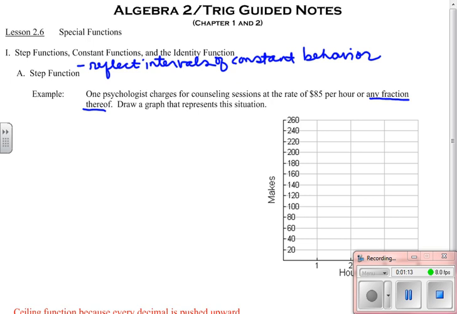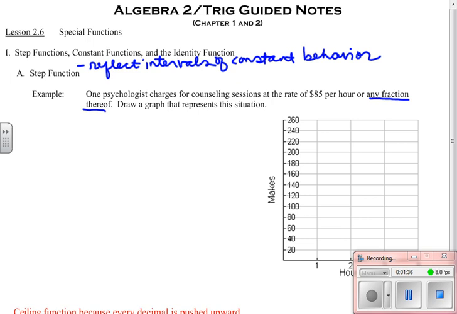Postal rates are this way. You pay for 1 ounce of mail is 44 cents. 1.1 ounces, you have to add 20 cents. 64 cents. 1.9 ounces, still 64 cents. As soon as you get to 2 ounces, it becomes the next charge, which would be 84 cents.